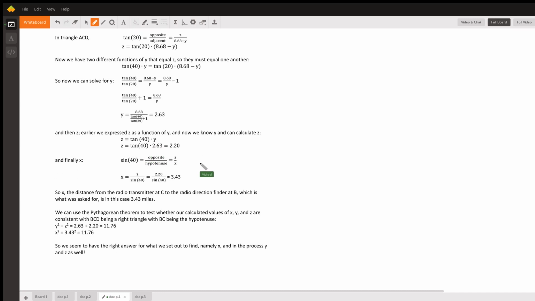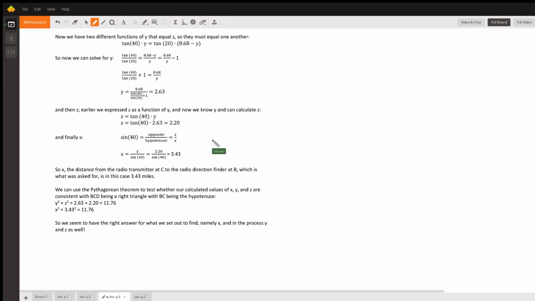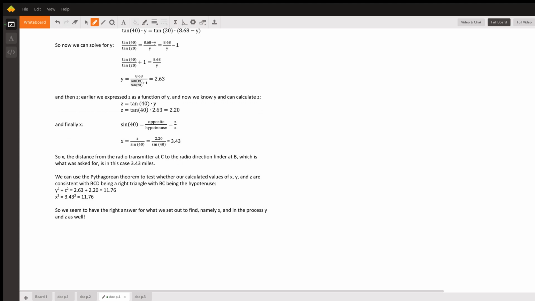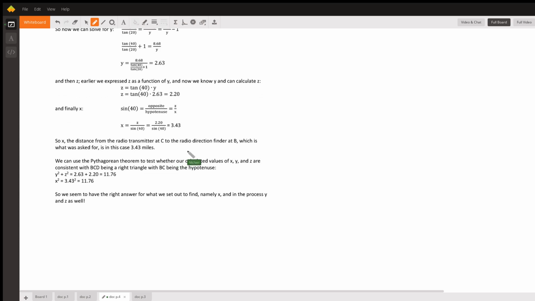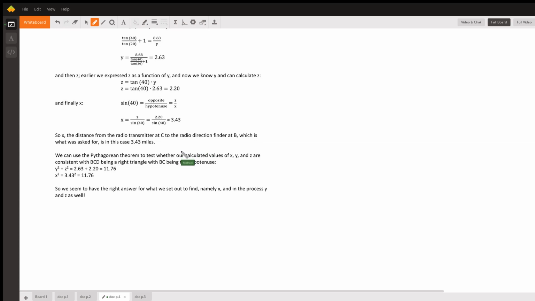And finally, x, which is the number that we're really after. We know that the sine of the 40-degree angle is opposite over hypotenuse, which is z over x. And we know z, so we solve that for x, and we get 3.43. So that's the answer to the distance between the radio transmitter at C and the direction finder at B, which is what we were asked for.